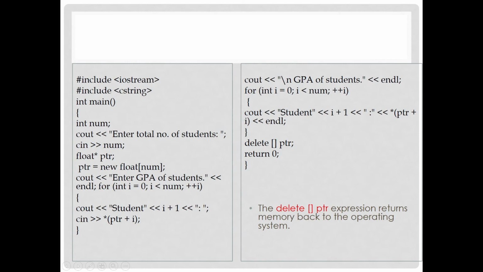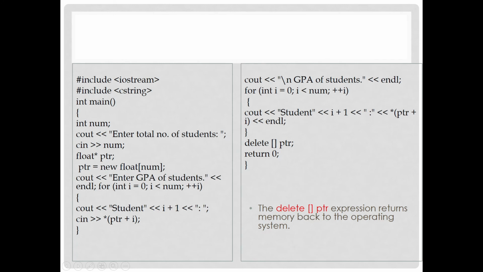Coming to the main program, my compiler always comes to the main program. Int num, you can see "Enter total number of students". cin >> num, so it is asking for the total number of students. I am typing num. Float *ptr, which means my pointer variable ptr is pointing to float. Now you can see the keyword over here, new, which means ptr = new float[num]. So you know there would be a number of students, maybe 2 or 1, whatever you would have given. So a new memory space is allotted dynamically.